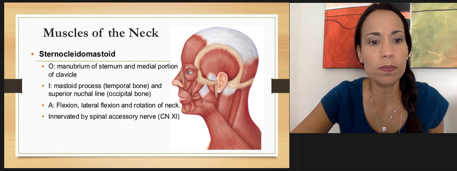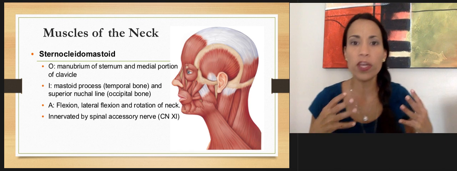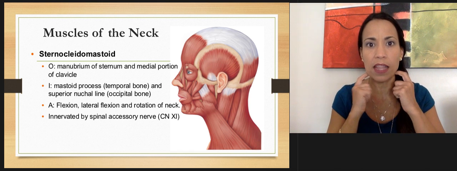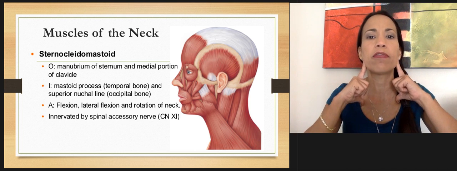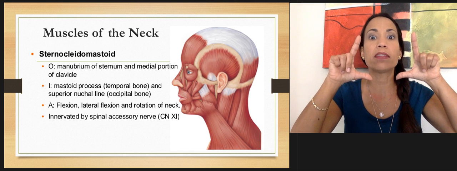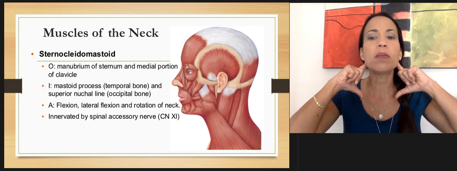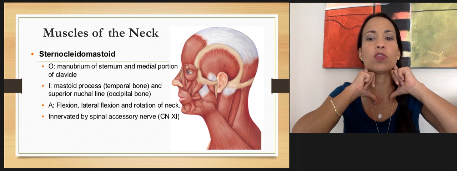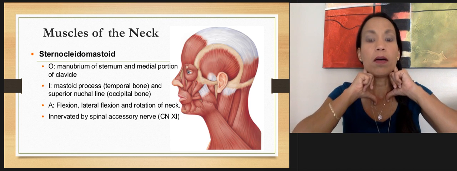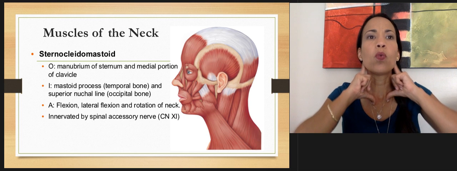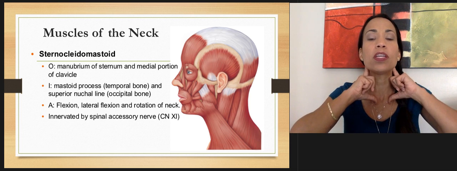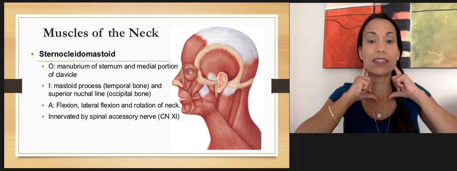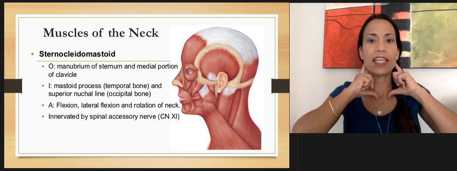So what are the functions? If we contract both muscles, the right and the left, at the same time, what are we going to do? Okay, imagine that we have a rubber band or a string, and we place one on the mastoid process and the other one right here in between the sternum and the clavicle, the medial end of the clavicle. So when I shorten these strings, pulling the insertion towards the origin, both at the same time, I am flexing the head.